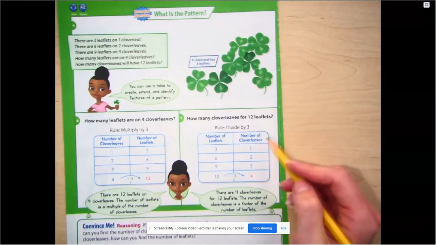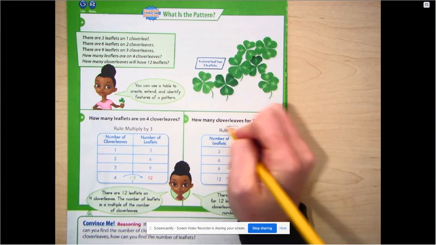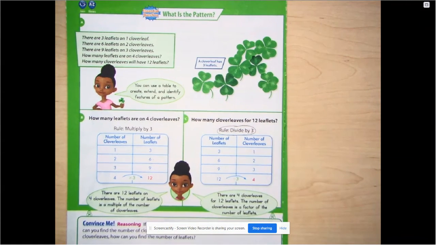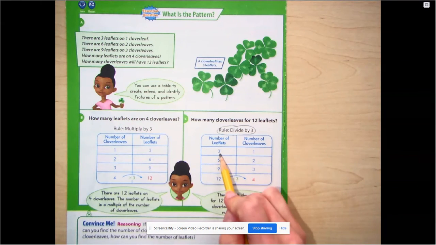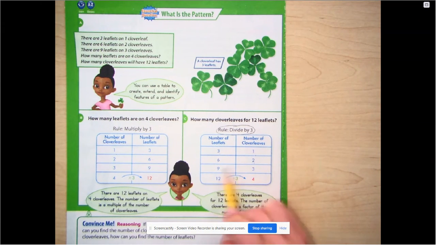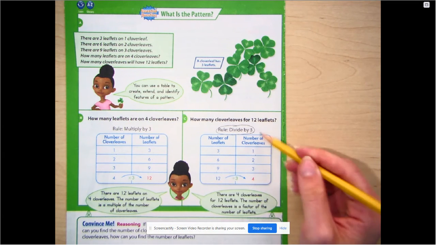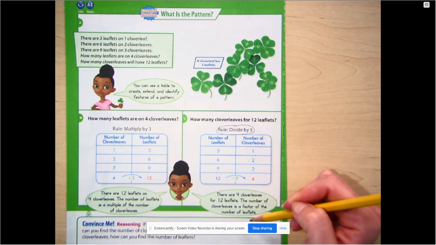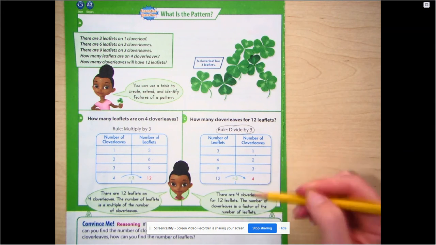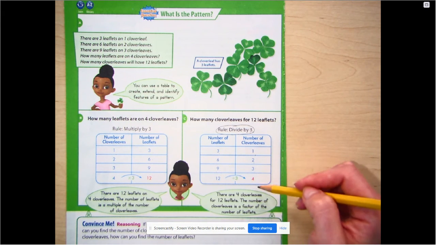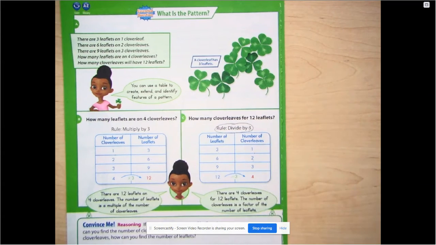But then over here, you'll see that our rule is not to multiply by 3, it's to divide by 3. So 3 divided by 3 is 1. 6 divided by 3 is 2. 9 divided by 3 is 3. So the numbers over here may not always be bigger than the numbers over here. If we have to subtract or divide, then the numbers over here are going to be smaller than the numbers on the left-hand side. All right, let's do some practice.